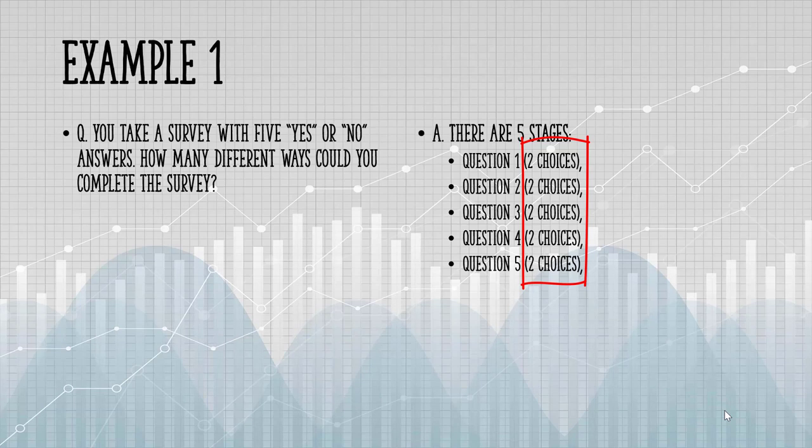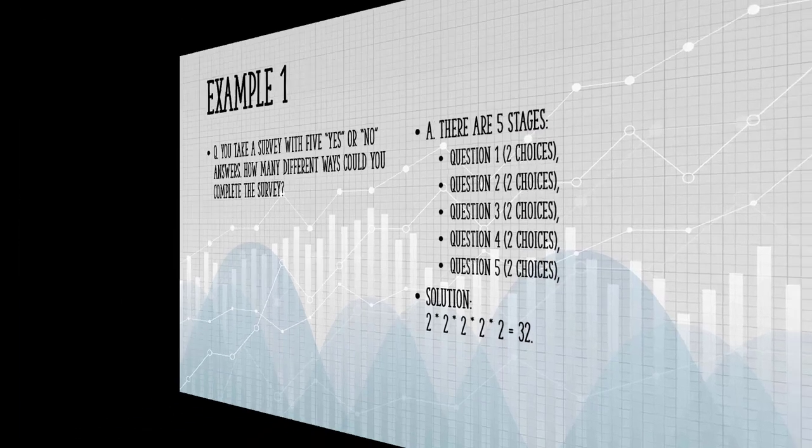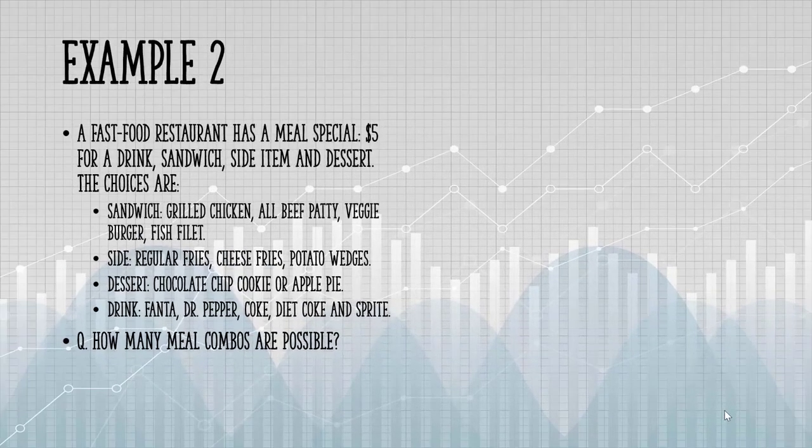I'm going to multiply 2 by 2 by 2 by 2 by 2. 32 possible options. A fast food restaurant has a meal special with options for drink, sandwich, side item and dessert. We're given a list of choices. We want to know how many meal combos are possible.